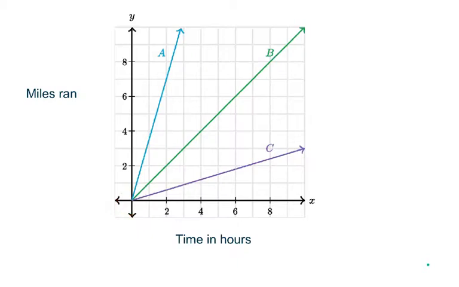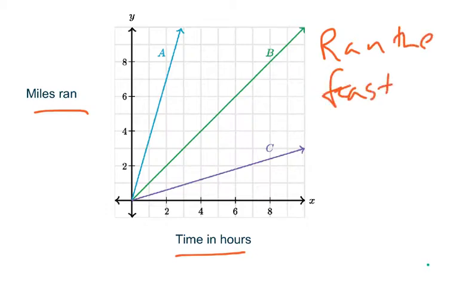Now, what we want to do then is be able to interpret or decide what graph is telling us what information. So, for example, if I had asked you which graph, because we have time in hours and miles ran, so how fast do each of these people run? So, which of these graphs, A, B, or C, shows who ran the fastest? Well, we have to look at each one of these. So to do that, we can go up to here, which is 7, and over to here, which is 2.